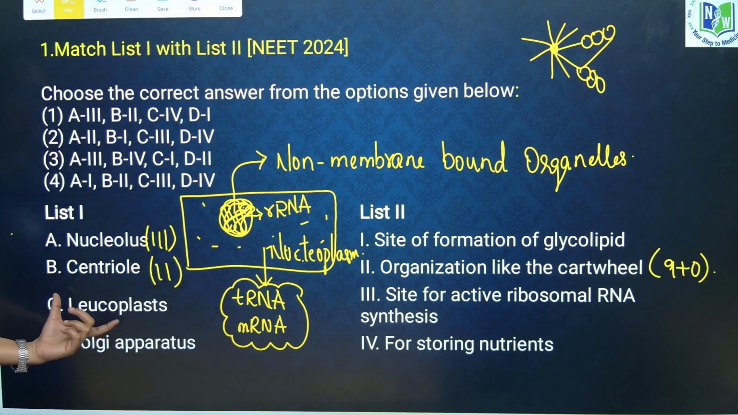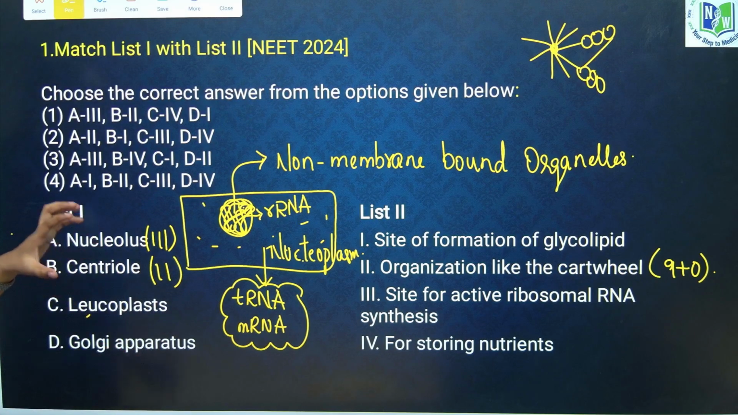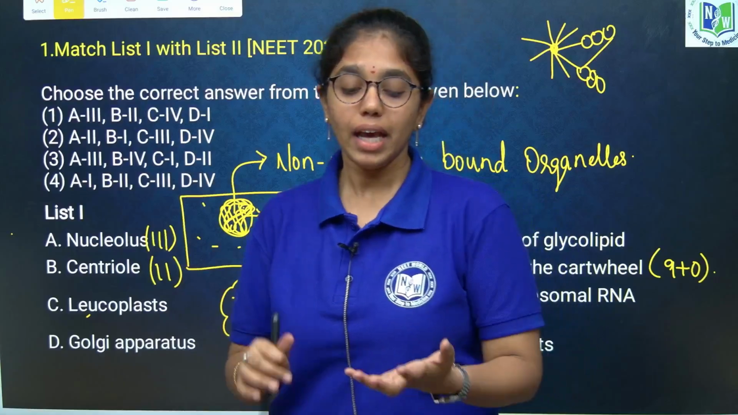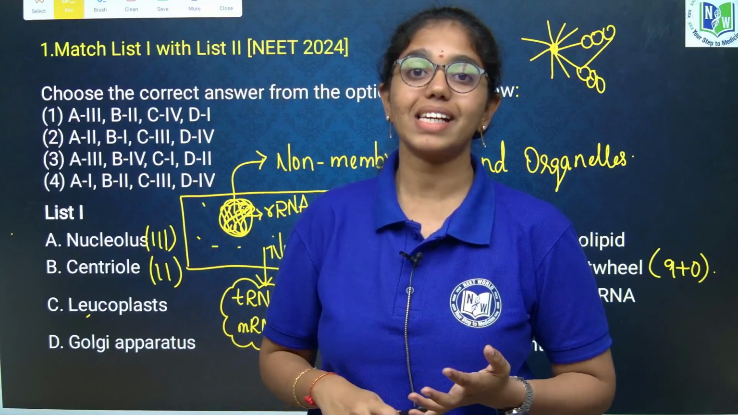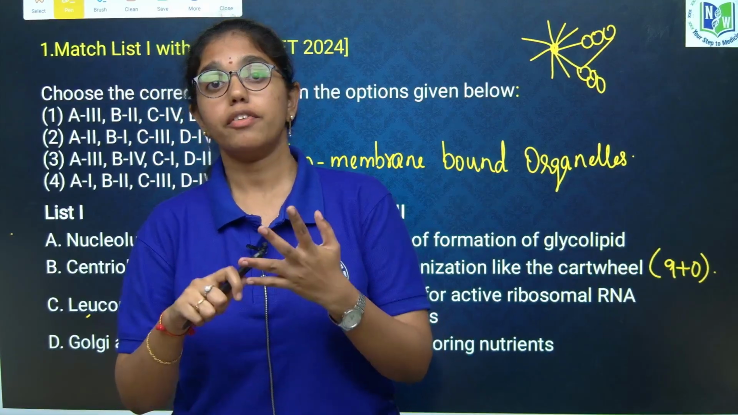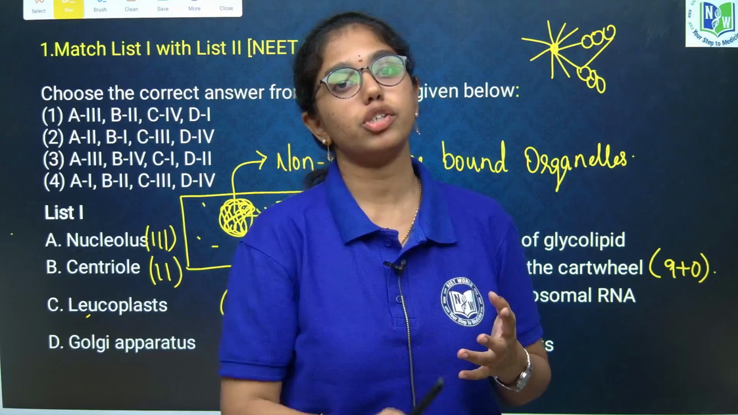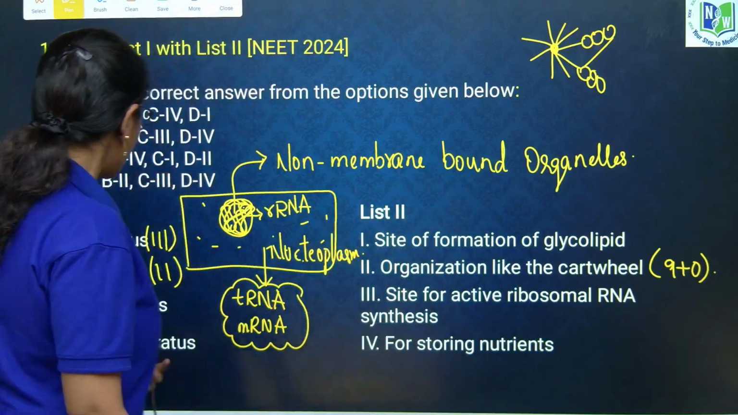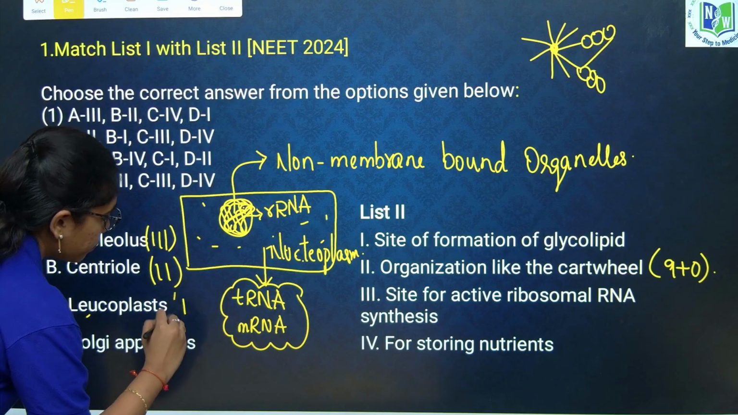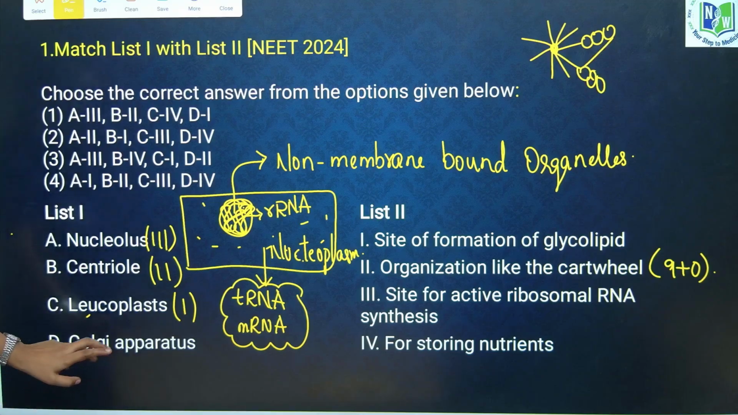Next, leucoplasts. Leucoplasts are the non-colored plastids which store food material. If they are storing protein, you call it aleuroplast. If they are storing starch, you call it amyloplast. If they are storing oil and fats, you call it elaioplast. So, leucoplast, what will be your option? Option 1. Next, Golgi apparatus.